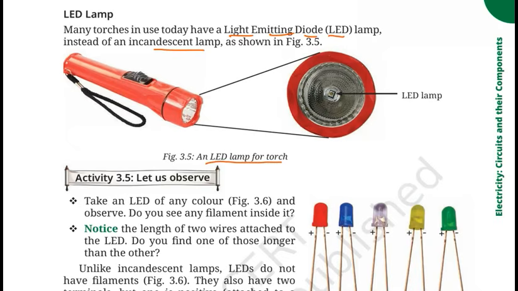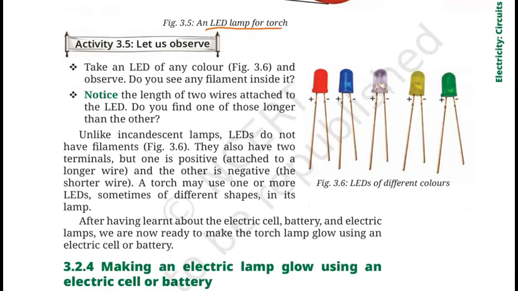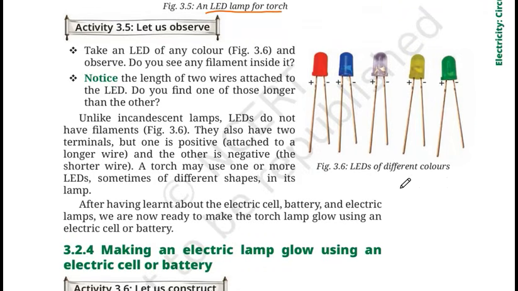We can also observe these LED lamps in activity 3.5. If you see this activity, we have different colors of LEDs over here. All LEDs have two legs. One of them is longer than the other. The one that is longer is positive and the one that is shorter is negative. So the length of the two legs or wires connected to an LED is different.